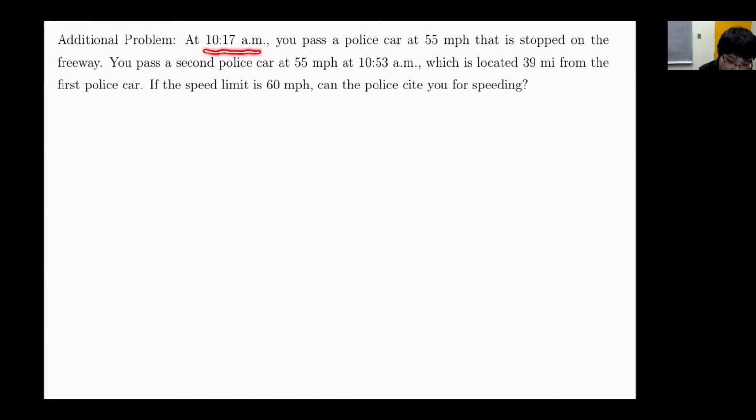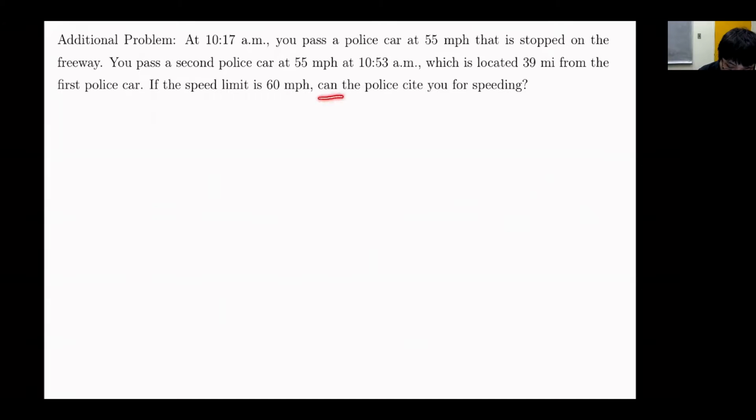At 10:17 a.m., you pass a police car at 55 miles per hour that is stopped at the freeway. You pass a second police car at 55 miles per hour at 10:53 a.m., which is located 39 miles from the first police car. If the speed limit is 60 miles per hour, can the police cite you for speeding?